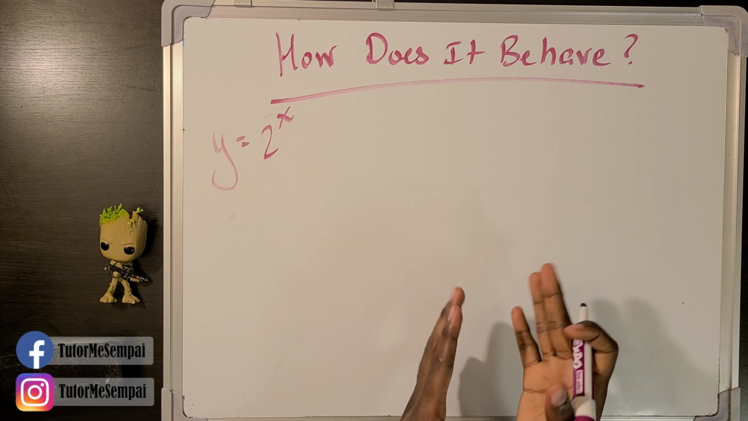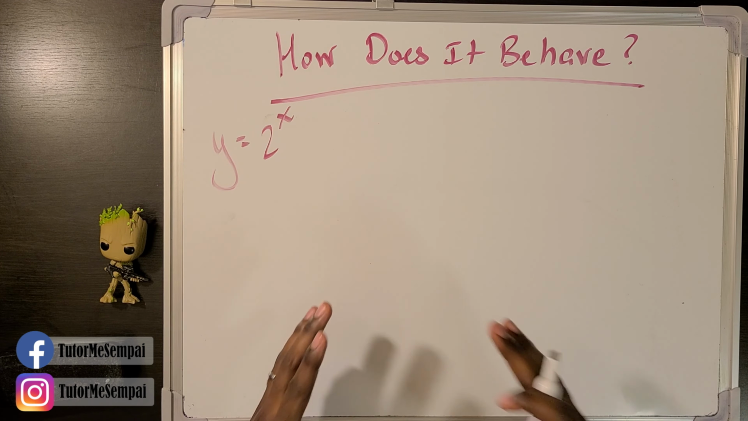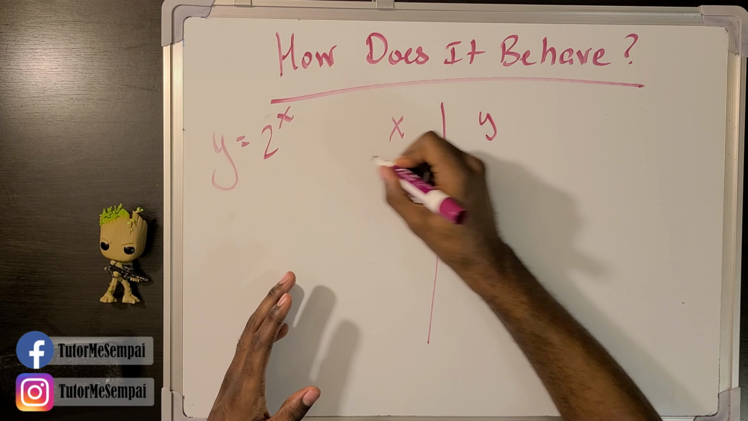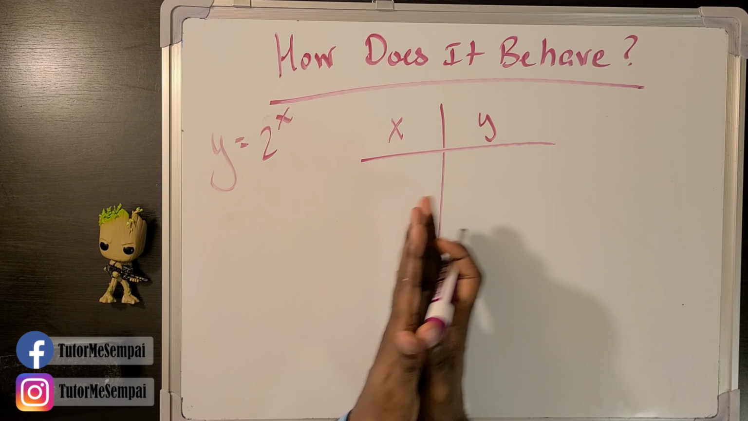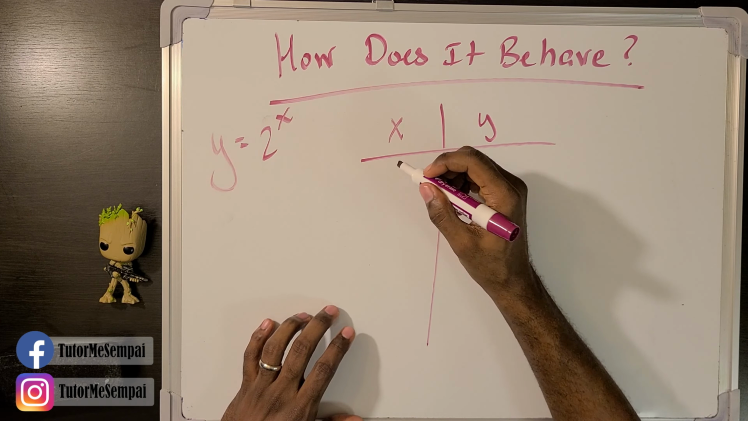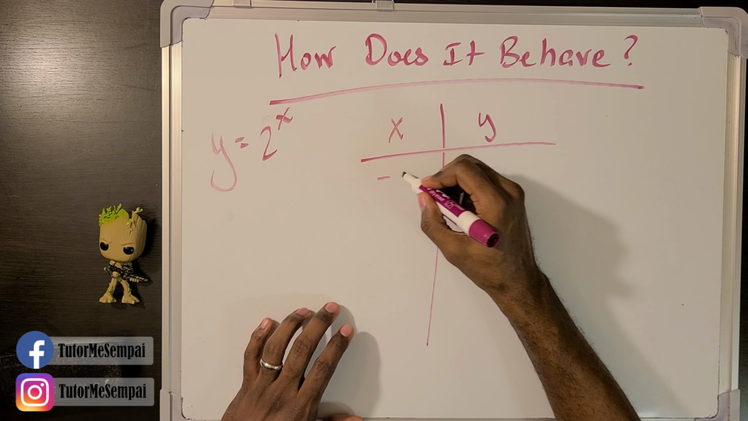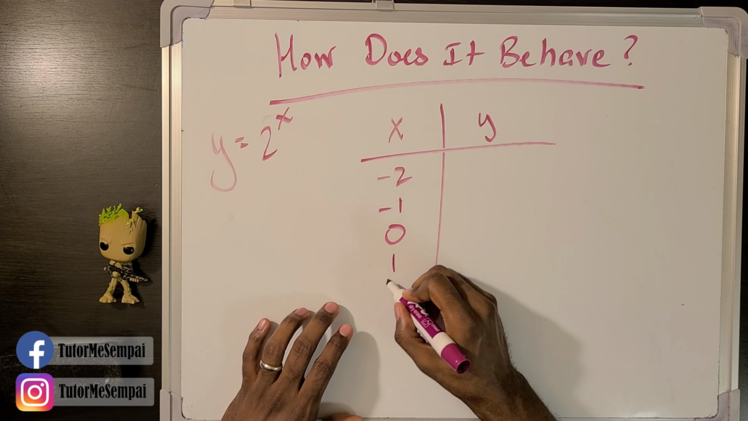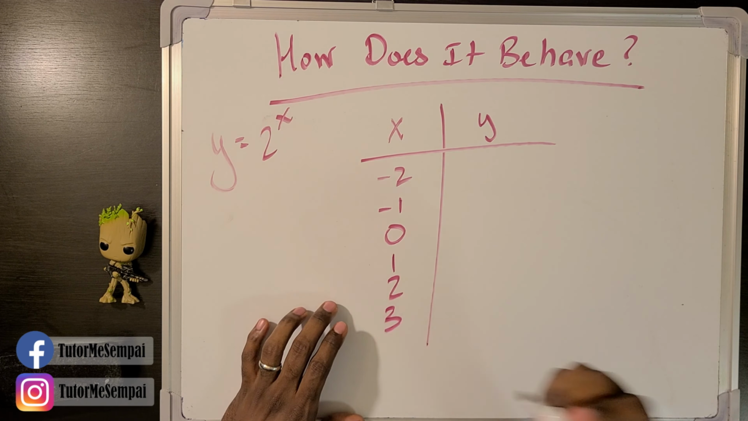Now, we want to plug in a few different points and see how it behaves. So you're going to have an x and you're going to have a y. For exponential functions, there is no constraint on your x. X can be almost anything. So we're going to say it's going to be a -2, and we're going to go to -1, 0, 1, 2, and let's just do a 3 as well.